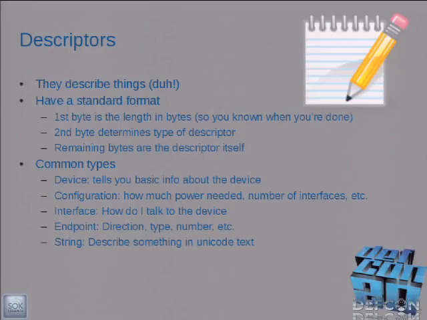Some common types of descriptors. A device descriptor is what's gotten first, and it tells you basic stuff like, how can I talk to this device? What sort of power requirements does it need? Things like that. Configuration tells you how much power, how many interfaces does it have, how do I talk to it, et cetera. Interface then goes on to further describe the device, and then we have endpoint descriptors, which tell us about each of the endpoints, and then string descriptors, which just give us strings in Unicode.